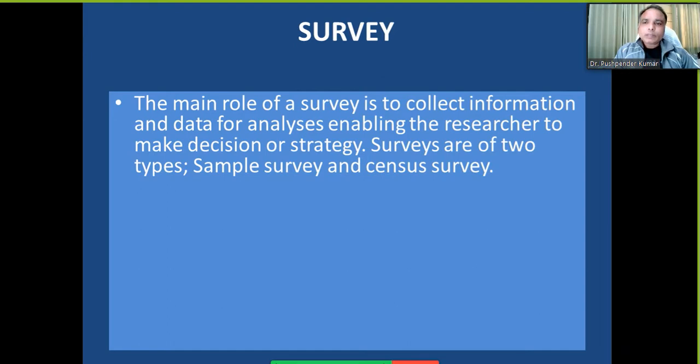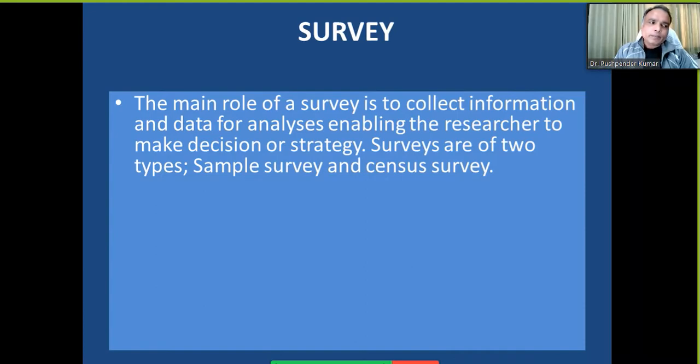4 lectures. So the main role of a survey is to collect information and data for analysis, enabling the researcher to make decisions or strategy. Surveys are of two types: sample survey and census survey. Census survey is very common.